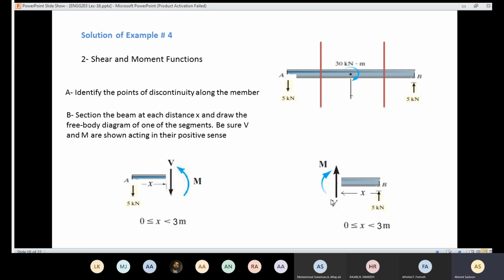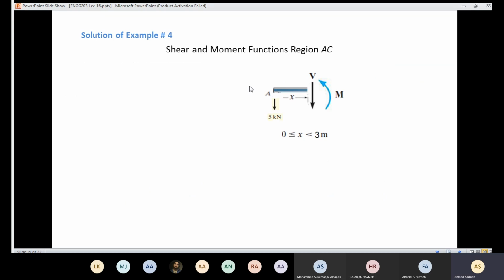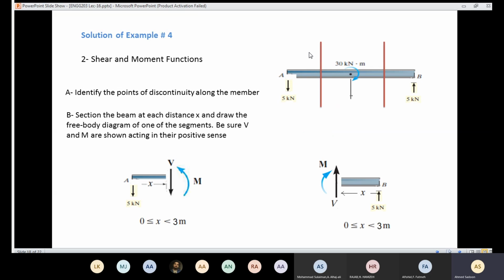Again, do not forget the positive senses is going to be opposite to this one here. And the range is going to be from 0 to x. Remember, my x here is going to be 0 here, and I'm going to move from here to here. This is going to be easier for me. So in that part, I took the left part, and in that section, I took the right part. So let's start with the first section in the region AC.